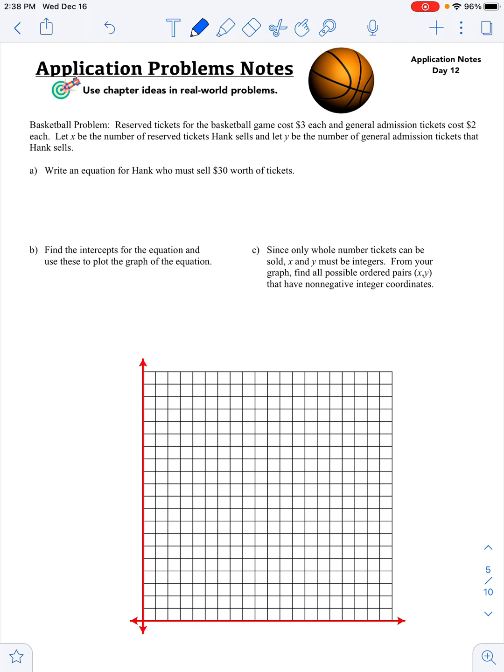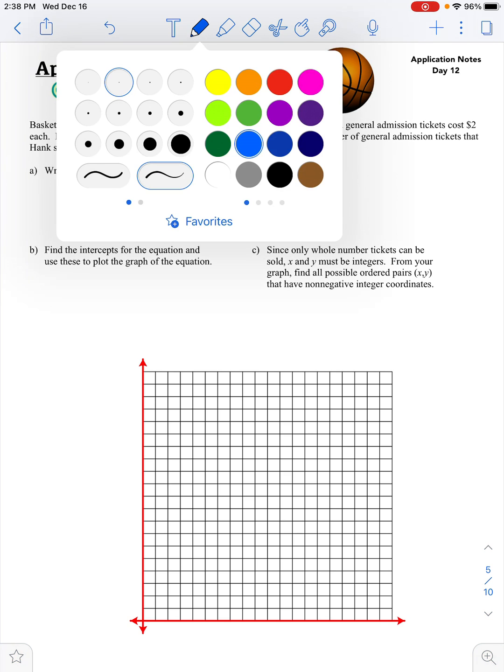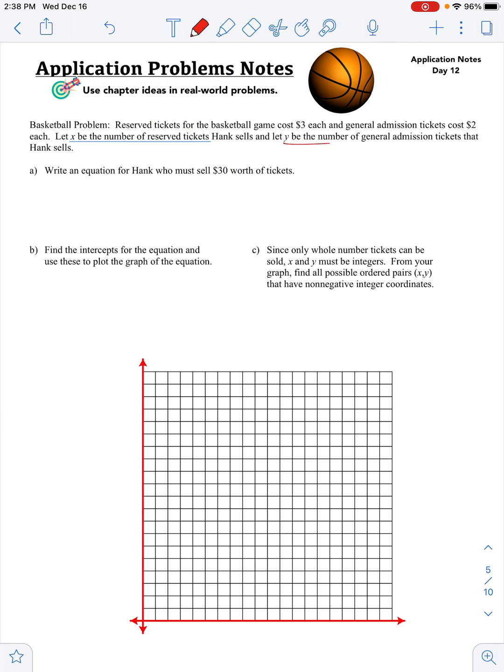Reserved tickets for the basketball game cost $3 each, and general admission tickets cost $2 each. Let X equal the number of reserved tickets Hank sells. Let Y equal the number of general admission tickets that Hank sells. So one is talking about reserved tickets. Those are X values. And then we also have here, let Y equal the number of general admission tickets sold. So what we need to recognize here is that we have two rates going on here.